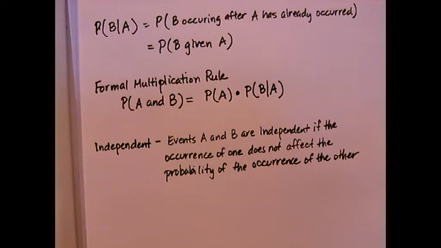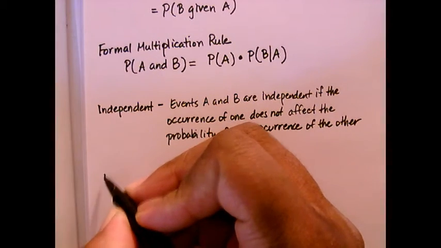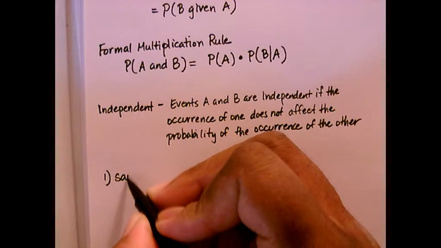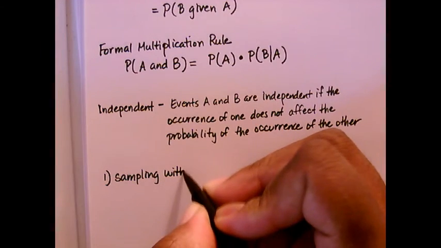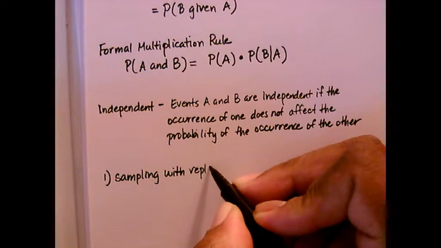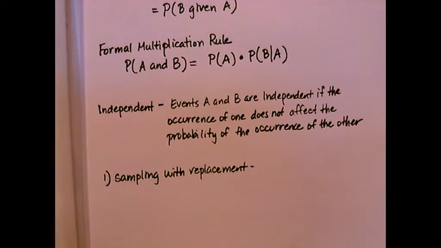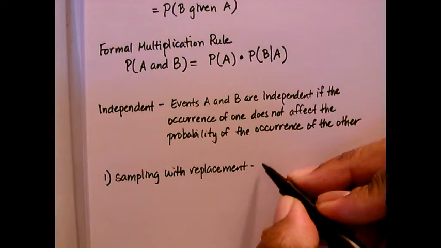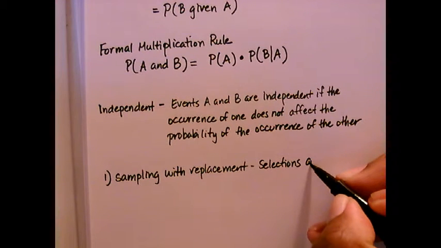Okay? And also we can use sampling methods, which are important in statistics, and the following relationships hold. So there are two things that we're going to be looking at in these examples. One of them is sampling with replacement. And with sampling with replacement, that means that the selections are independent events.